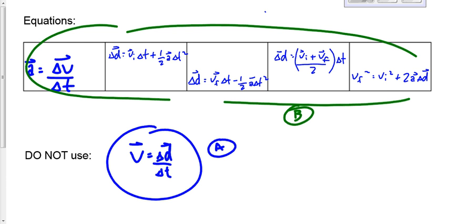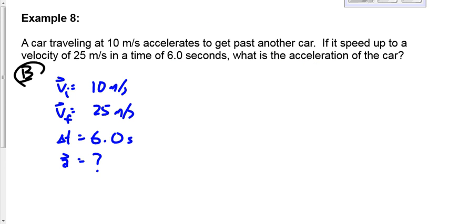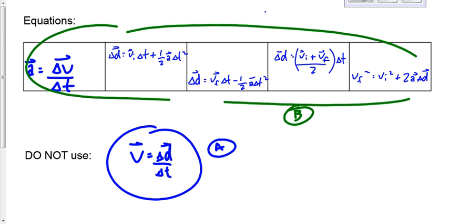Some of you are going to be really good at finding the right equation to use right away, and that's wonderful. Some of you aren't. That's okay too. It's just going to take you a little bit more time to do it. Does anybody see one of these equations here that might match up pretty well with what I have given to me here? VI, VF, and delta T, looking for A. Nick? Okay, good, Nick. D is equal to VFT minus 1/2 AT squared. Thank you, Nick.